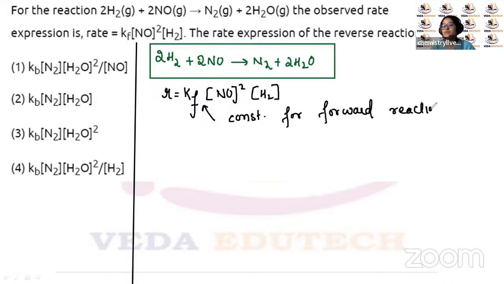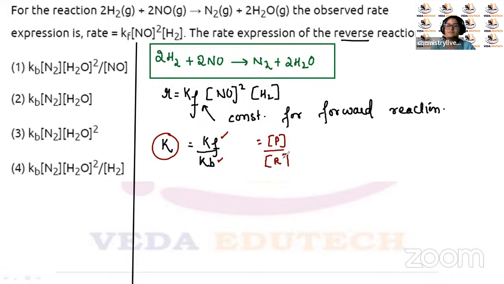We all know that from equilibrium, K is equal to Kf by Kb. For reverse reaction means something about the equilibrium is being talked about here. So we know that K is equal to Kf by Kb. Kf is for your forward reaction and Kb is for your backward reaction. And what is K? Equilibrium constant K. We know that that is equal to the concentration of product by concentration of reactant.